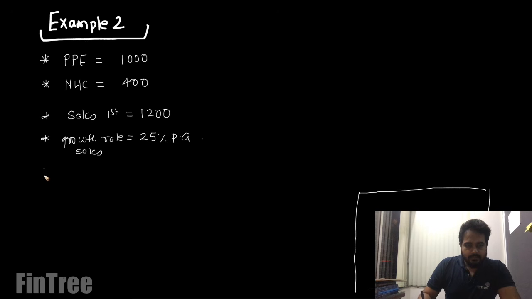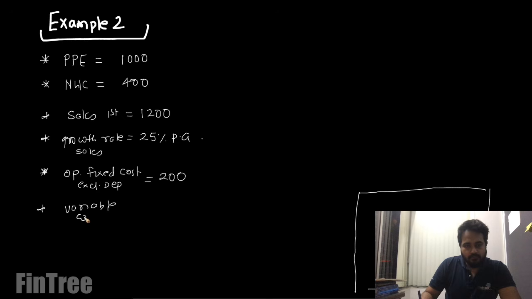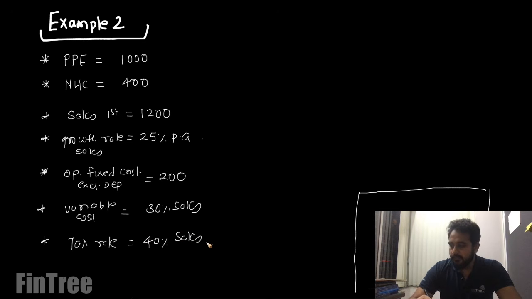Then your operating fixed cost, excluding depreciation, would be 200. Your variable cost would be 30% of sales. Tax rate would be 40% of sales. Sorry, did I say sales? That was stupid. Tax rate would be simply 40%.